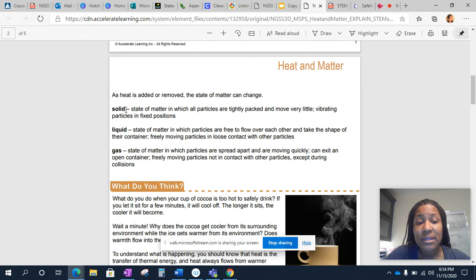Let's read about solids. Solids are a state of matter in which all particles are tightly packed and move very little, vibrating particles in fixed positions. Liquids, the state of matter in which particles are free to flow over each other and take the shape of their container, freely moving particles in loose contact with other particles. Gas, the state of matter in which particles are spread apart and are moving quickly. They can exit an open container. Gas particles are freely moving particles that are not in contact with each other, except during collisions. They collide and bump off of each other.